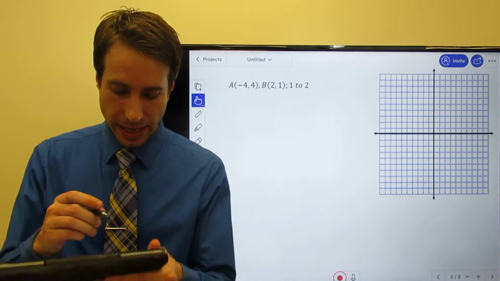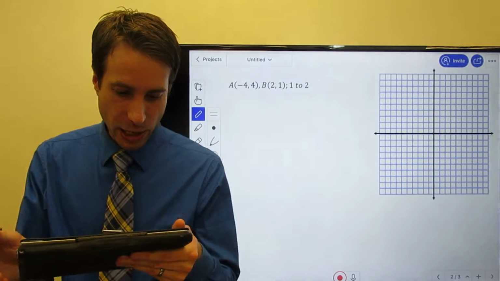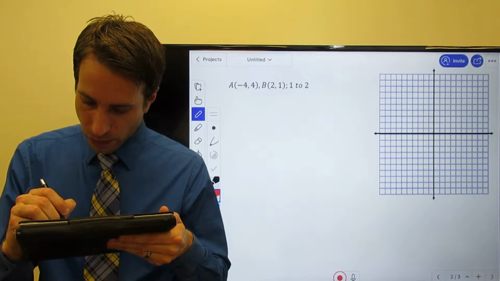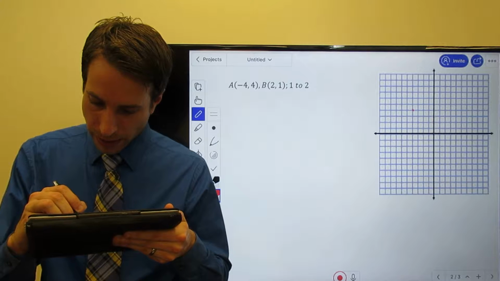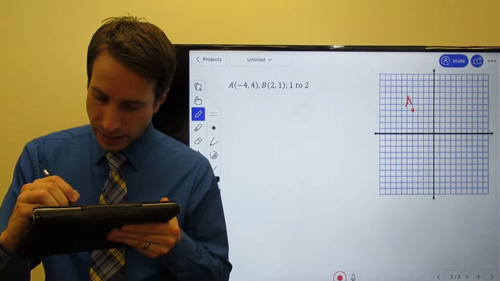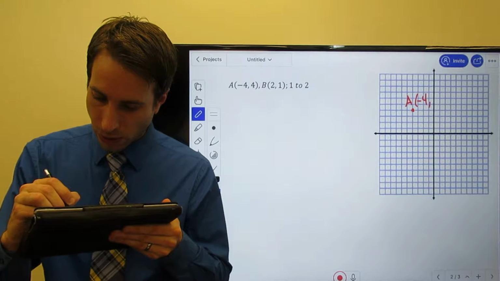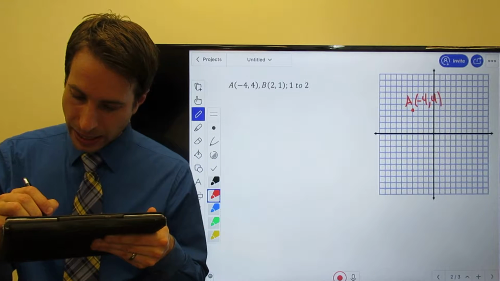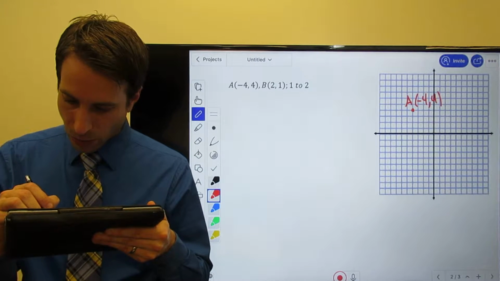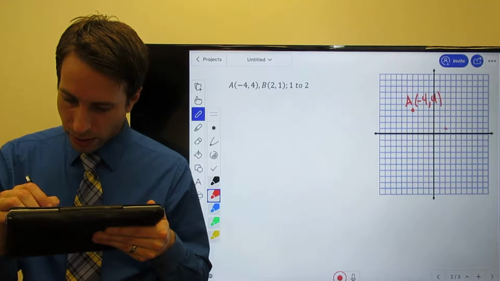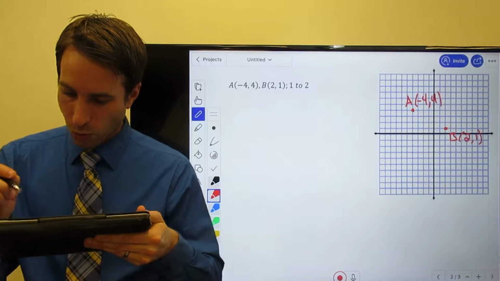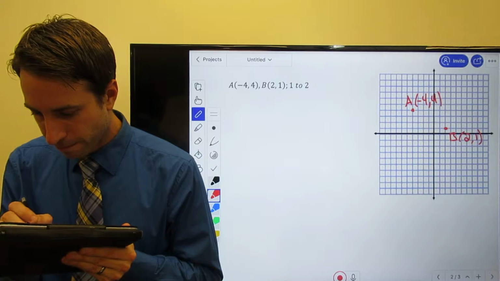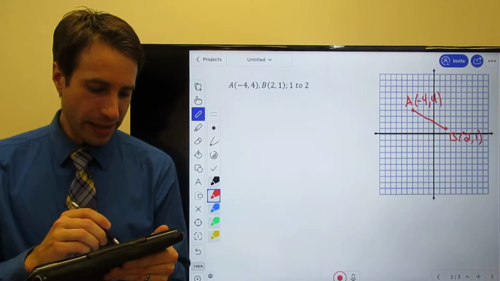So, let's find the line segment. Give me a second here while I graph it. Right there, there's A. That's going to be the point -4, 4. Then I need point B, 2, 1. B is at 2, 1. Let me draw this guy. Yeah, okay, that's pretty good.